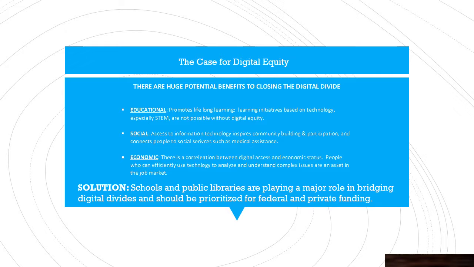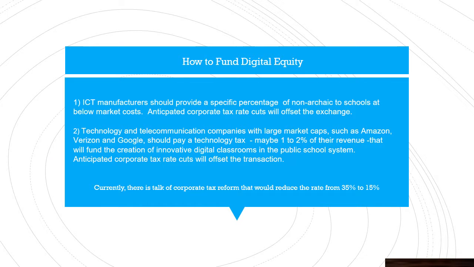Schools and public libraries are playing a major part in bridging digital divides and should be prioritized for funding. In my 7.1 activity, I suggested ways to get the financial resources needed to fund digital equity. These funds should be directed to schools and public libraries, since they play a major role in closing the divide. I suggested two major ways to fund digital equity.